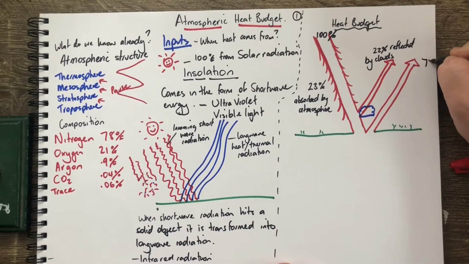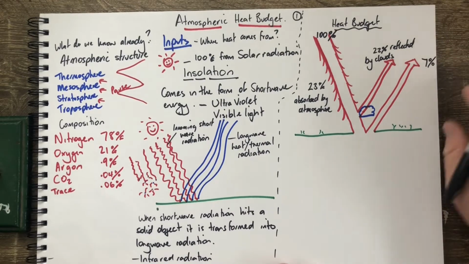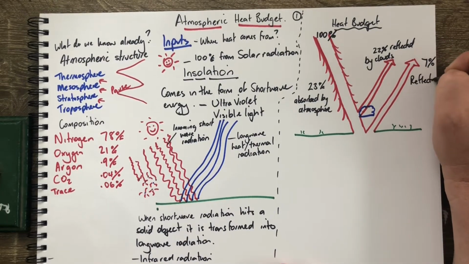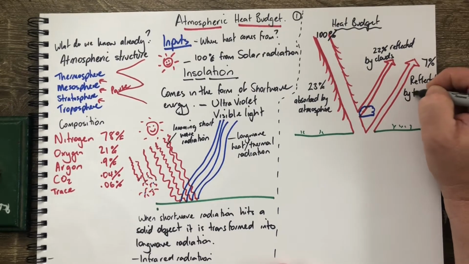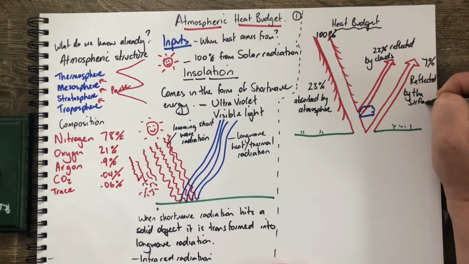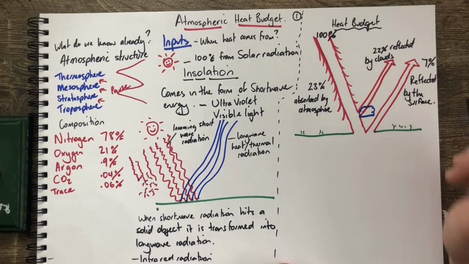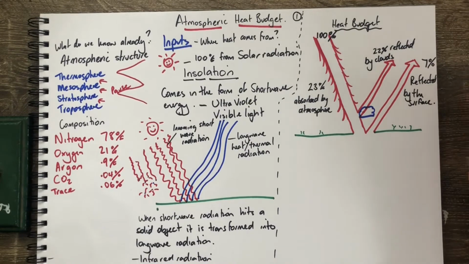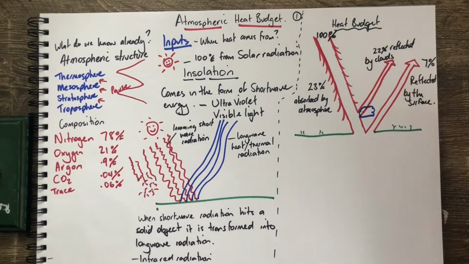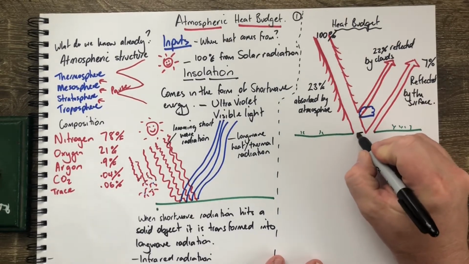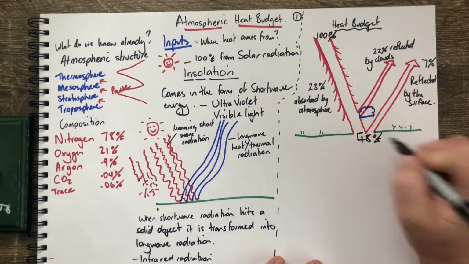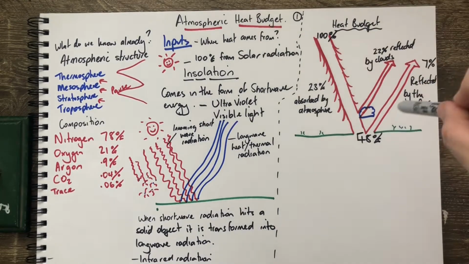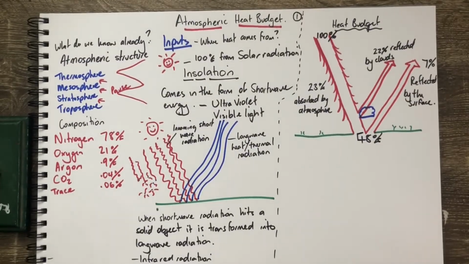7% of all insolation is reflected by the surface. We're going to talk about that in a moment because that's very important. So if we add these all up here, well, we've got 52%. That leaves 48% of the initial energy that rises from the sun hits the actual surface of the Earth.